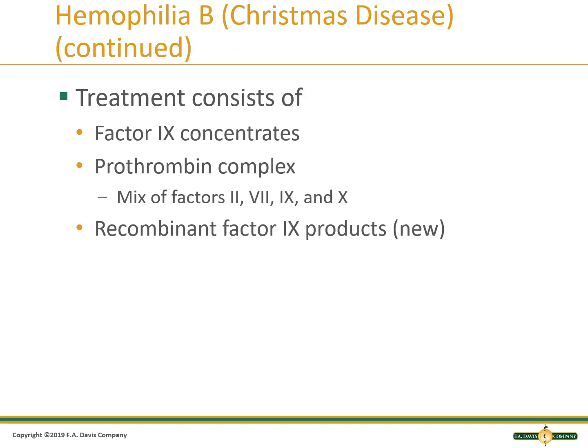The treatment for hemophilia B consists of factor IX concentrates, trying to replace that missing factor. You can also use a prothrombin complex, which is a mix of factors 2, 7, 9, and 10. There are also some newer recombinant therapies that have the factor IX in them that can be used. Those names specifically are in your textbook if you want to refer to those, but just know that recombinant factor IX products are available to treat hemophilia B.